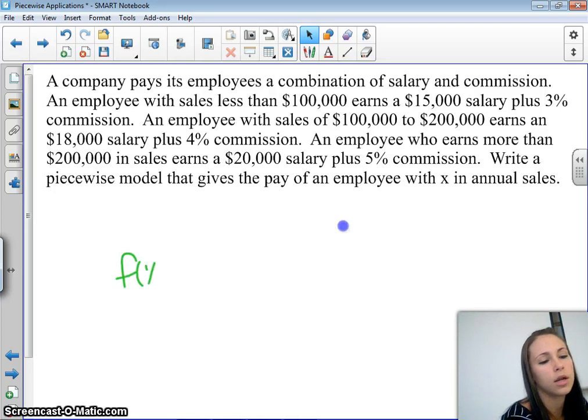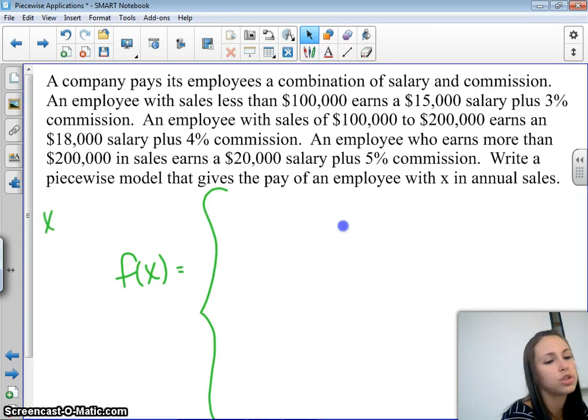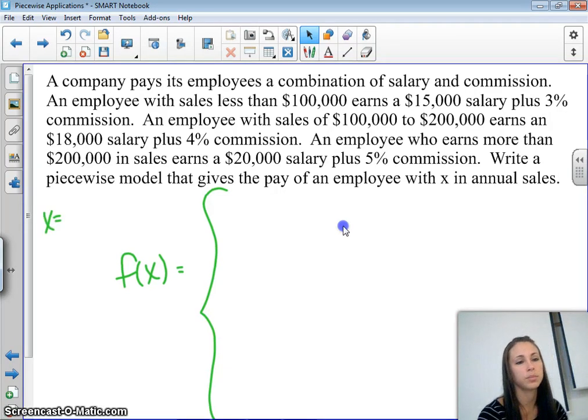I'm going to go ahead and write my equation for that piece. So let's see what X is going to be. I want you to always define what your variable represents.